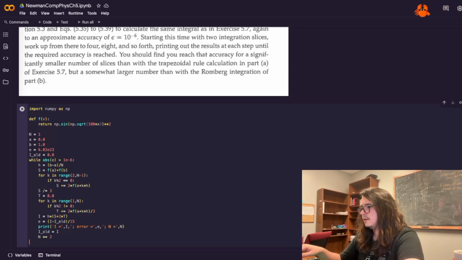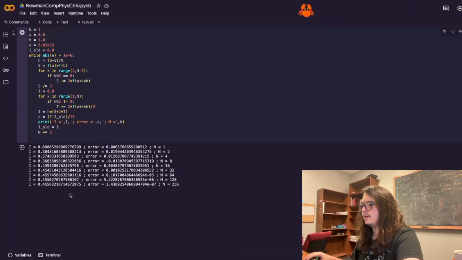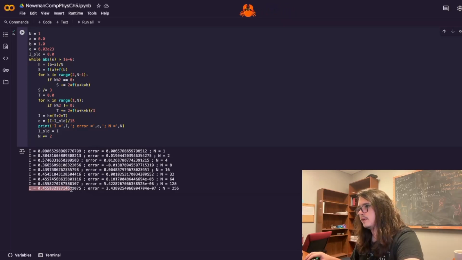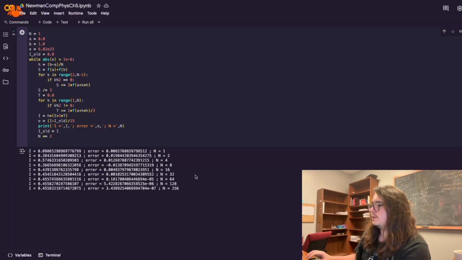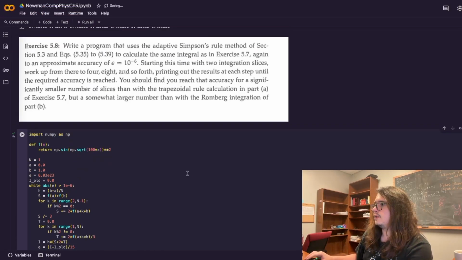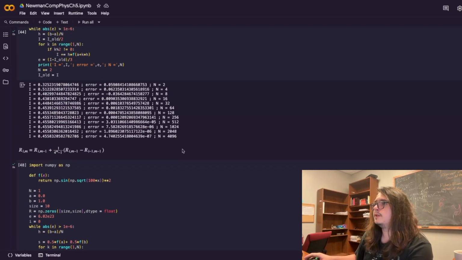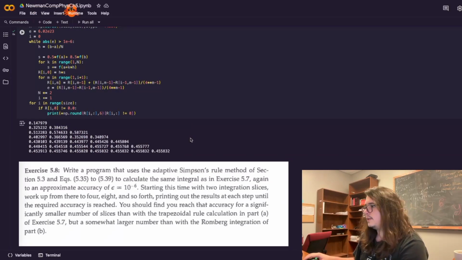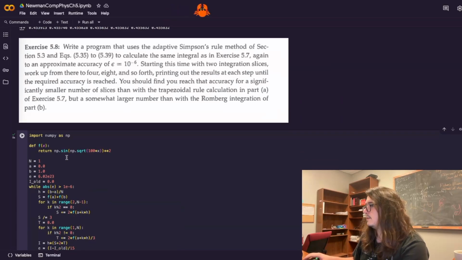So let's see how that goes. Okay, so it got the right value of the integral eventually, but with n equal to 256. So 1, 2, 3, 4, 5, 6, 7, 8, 9. So it ended up taking more integration steps than the Romberg integration method, but it was still less than the adaptive trapezoidal rule. So I guess Simpson's rule wins again, but not over Romberg. Romberg is still the best we've got so far. All right.